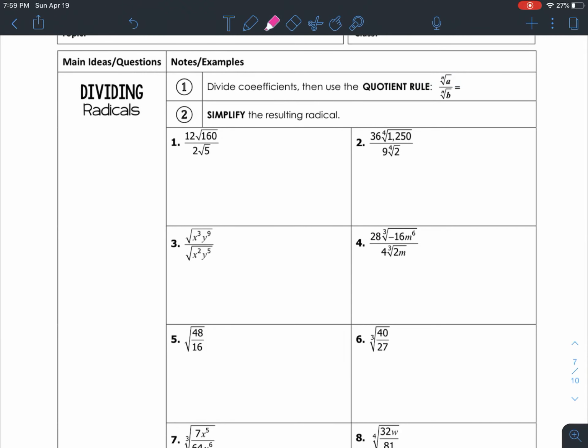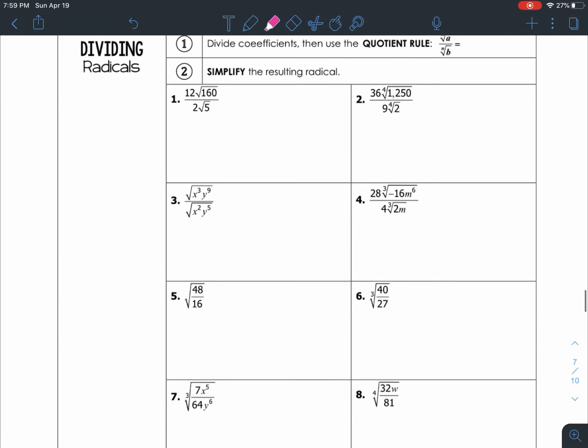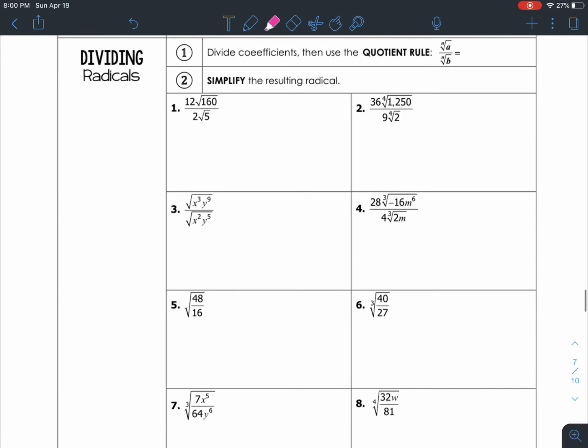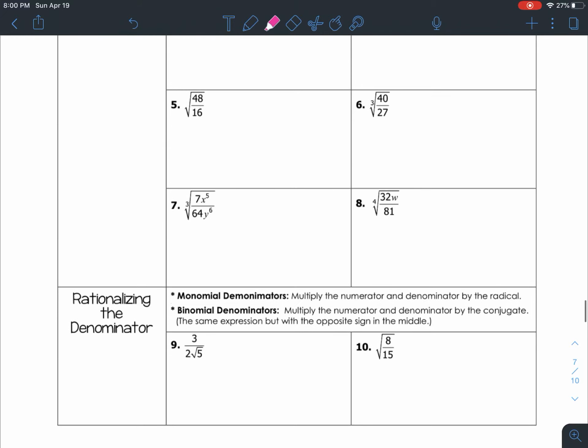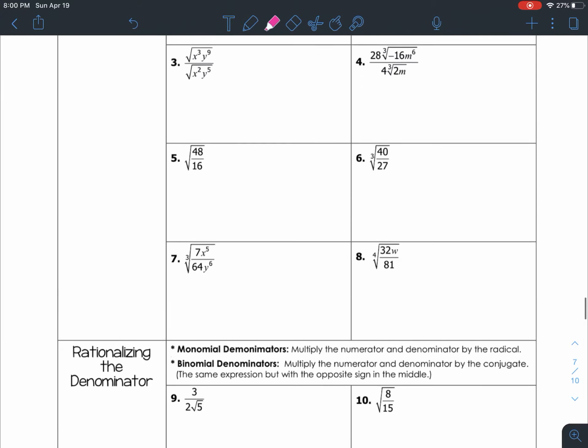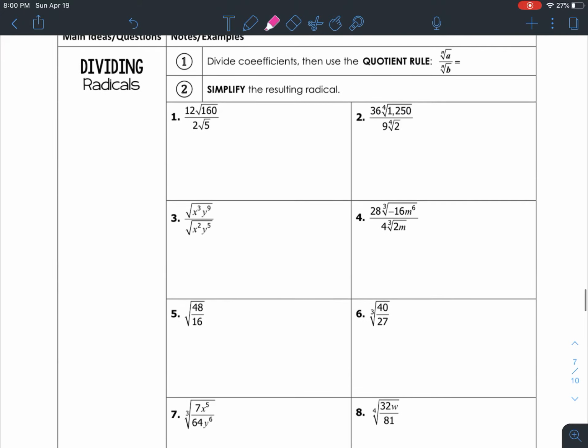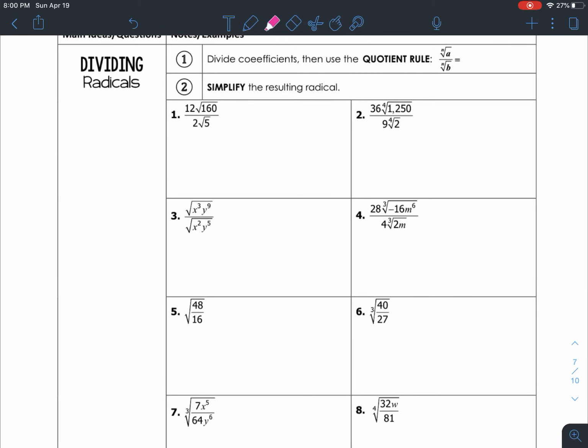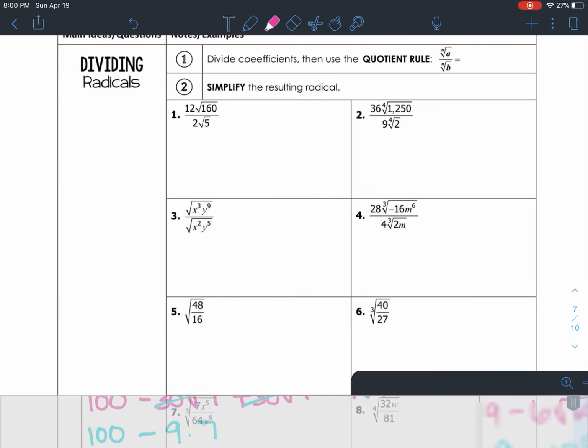Hello, so today I'm going to go over this short part, dividing radicals, and then you're going to have 6 problems that you're going to practice. And then either tomorrow or the next day, we're going to do the notes over rationalizing the denominator. I want you guys to get the feel of how to divide before we go ahead and rationalize.